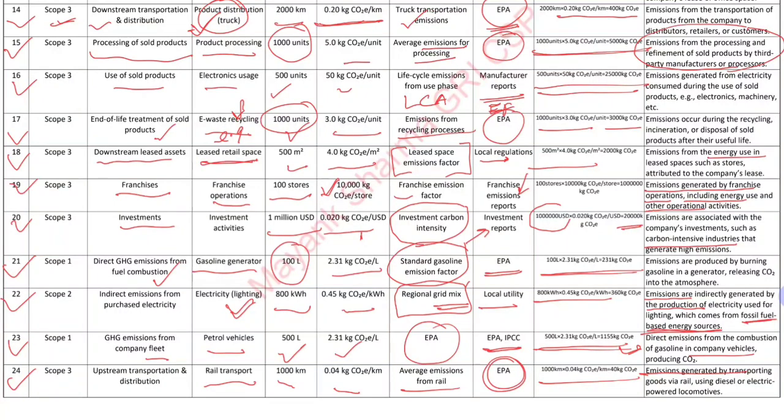So these are the examples for the different scopes 1, 2, 3. Let us consider more examples.